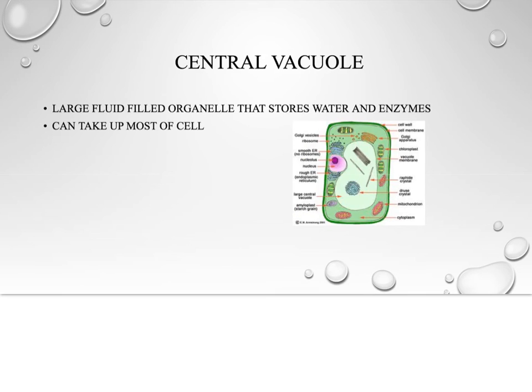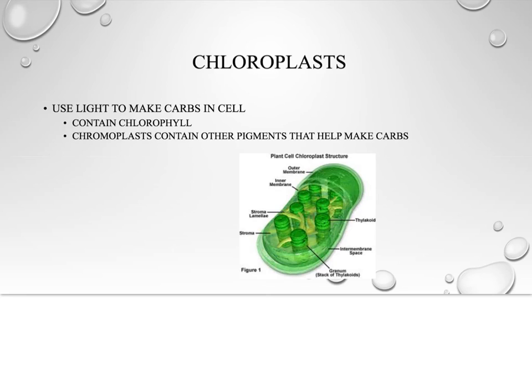Central vacuole. Okay, so now we're talking about plant stuff. So plants, remember, they can't move, right? They can't move to get water. So they are stuck, so they have to conserve water, and they do that through the vacuole. The vacuole is huge, right? It's this big, giant thing in here. And what it does is store water. So when they go through periods of drought, they have water reserves.